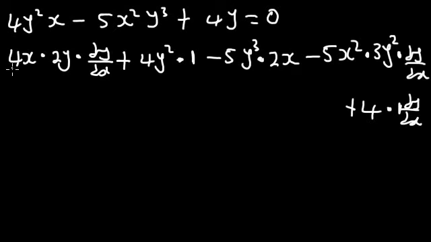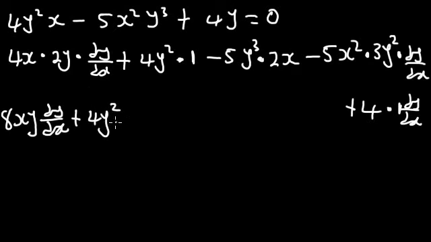Now let's multiply 4x times 2y times dy/dx. That gives us 8xy dy/dx. Now we have plus 4y squared times 1. This gives us plus 4y squared. Minus 5y cubed times 2x. My bad, that gives us 10y cubed x. I multiply the 5 and this, and it is perfect.